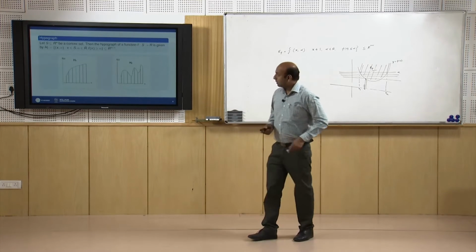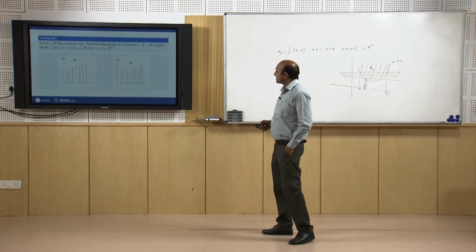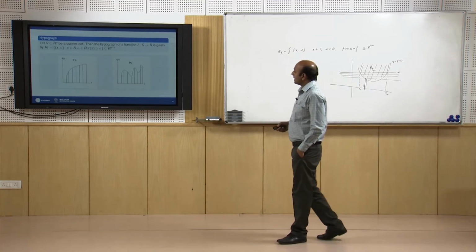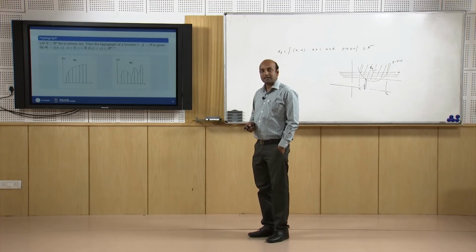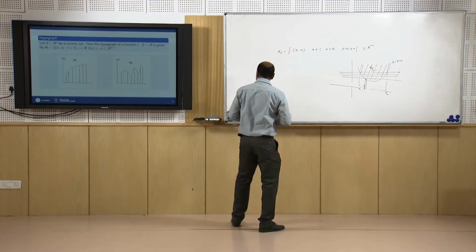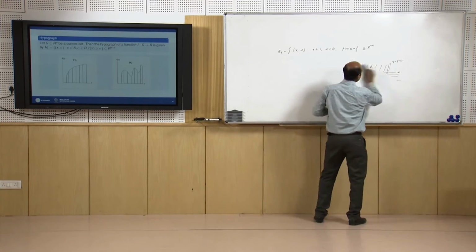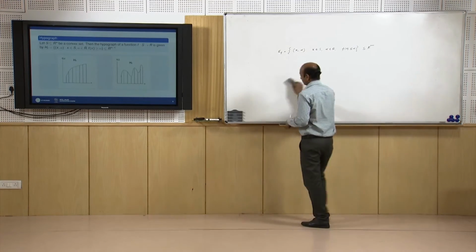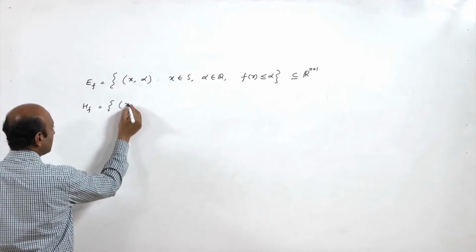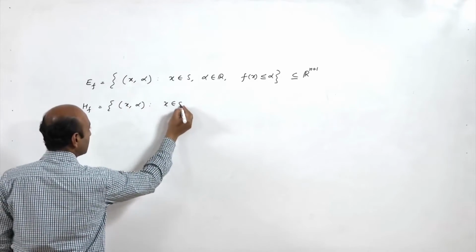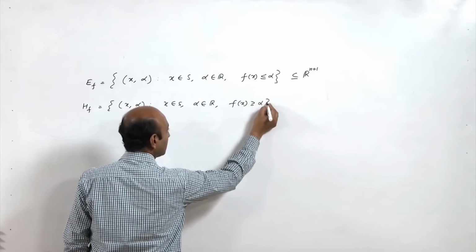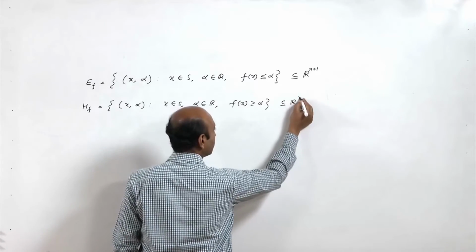Now, next is the hypograph. Let S be a convex set, a subset of R^n. Then the hypograph of the function f will be given by all (x, alpha), x belongs to S, alpha belongs to R, such that f(x) is greater than or equal to alpha. Here f(x) will be greater than or equal to alpha, that means which region? So this will be a subset of R^(n+1).